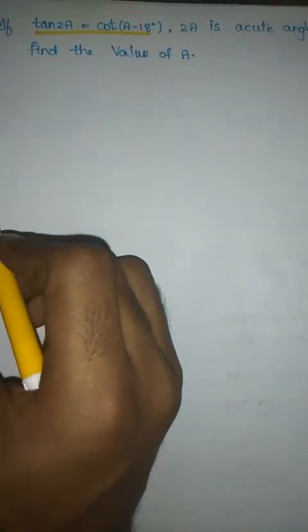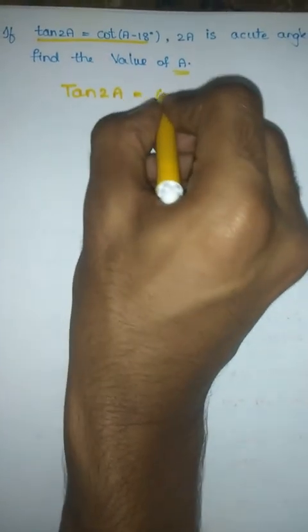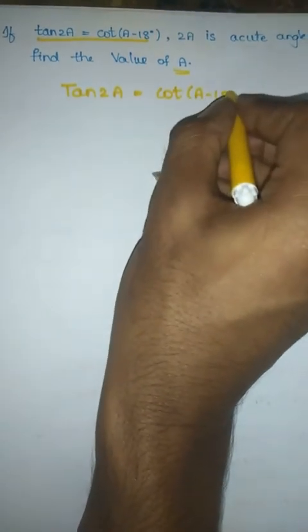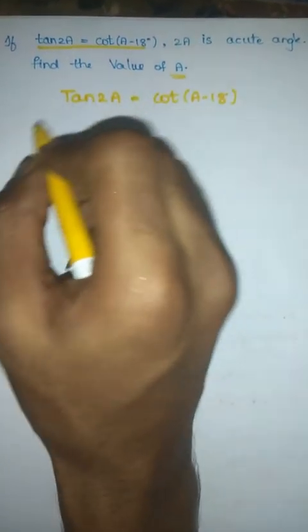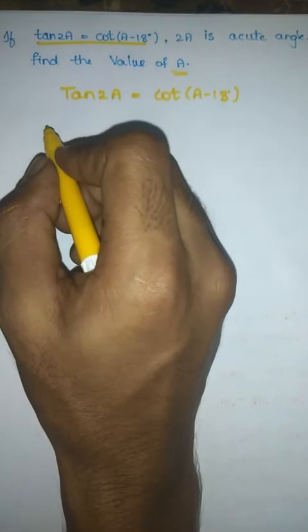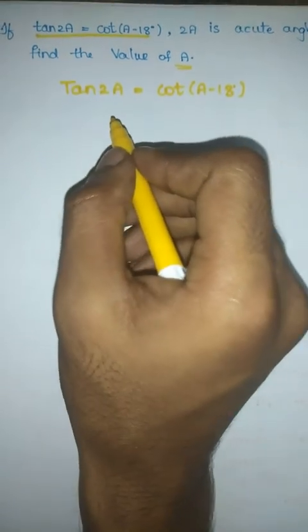Here the problem is, if tan 2a is equal to cot of a minus 18 degrees, and remember here 2a is an acute angle, we need to find the value of a. When these types of problems are given, what you need to check is whether tan and cot are complementary to each other. In the previous discussion, we know that tan and cot are complementary trigonometric ratios. So we need to use this concept now.